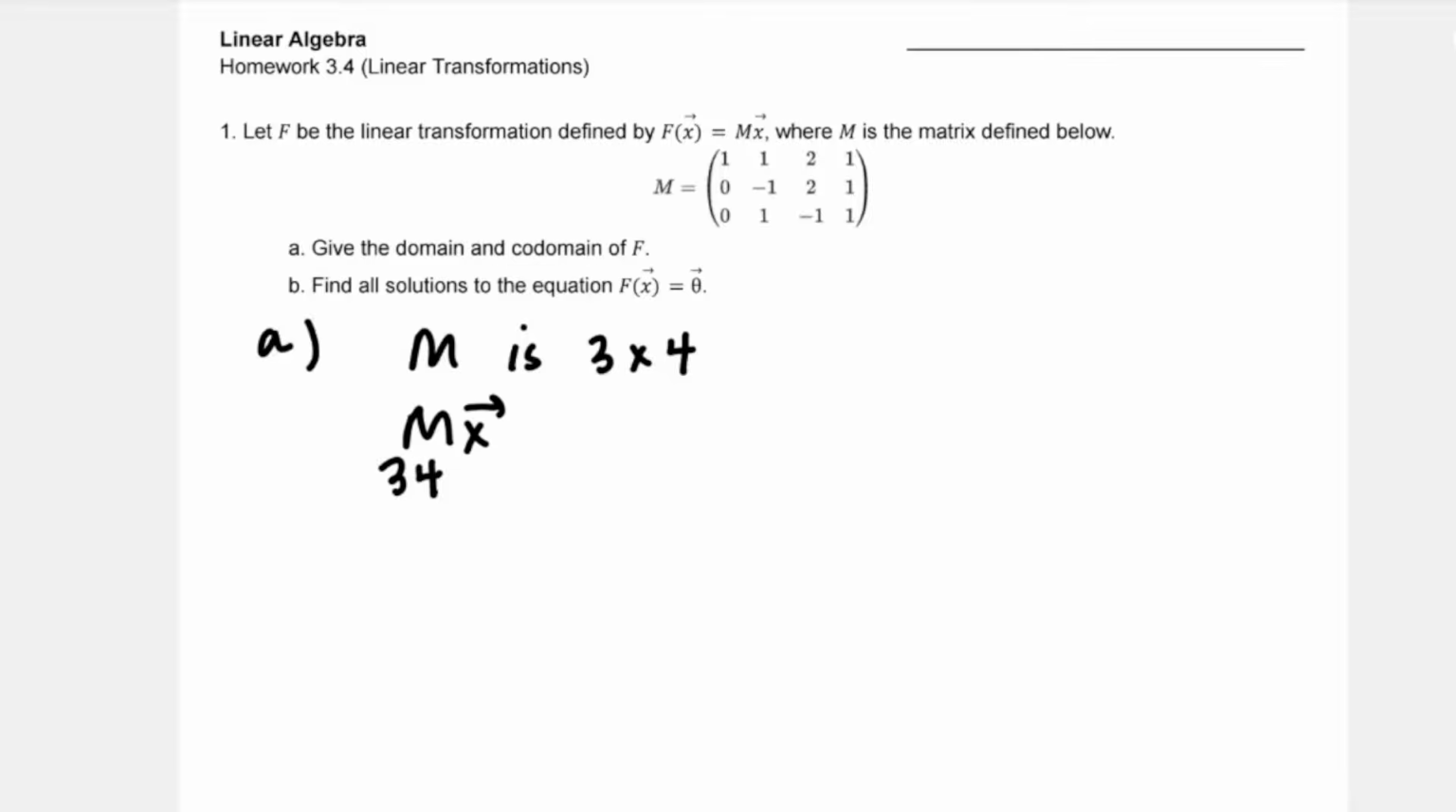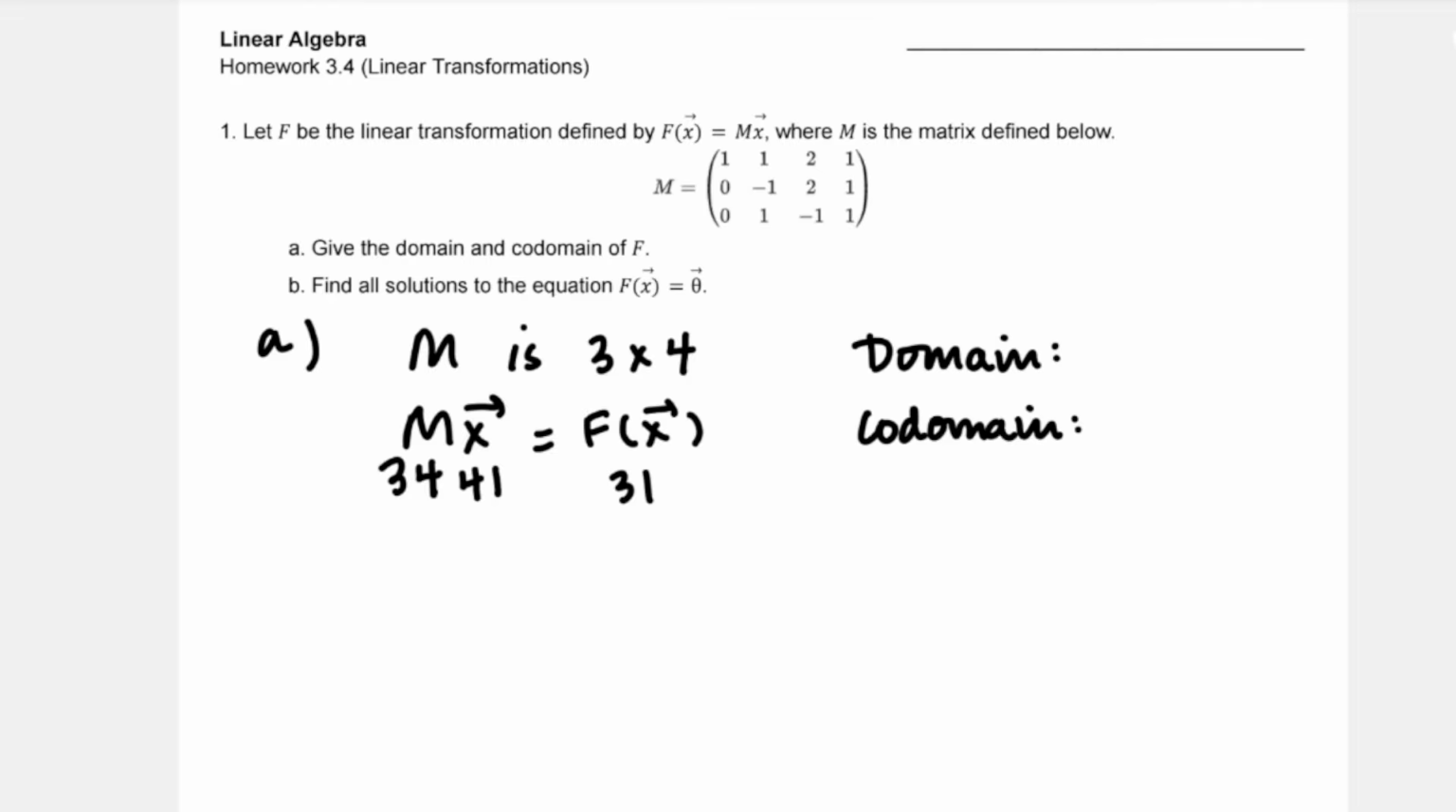And that vector is going to be something by 1, but we know that would have to be 4 by 1. And that's going to give us some output vector f of x, and 3x4 multiplied by 4 by 1 is going to give us a 3 by 1 back. Okay, so we would say that the domain is all the inputs, that would be all of R4, and the codomain would be the outputs, which is all of R3.